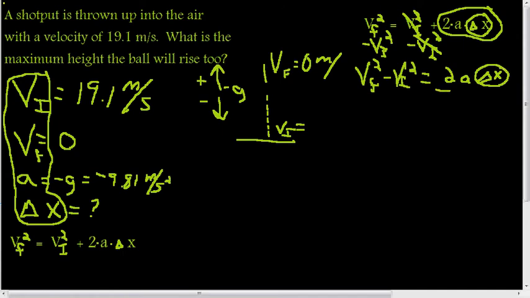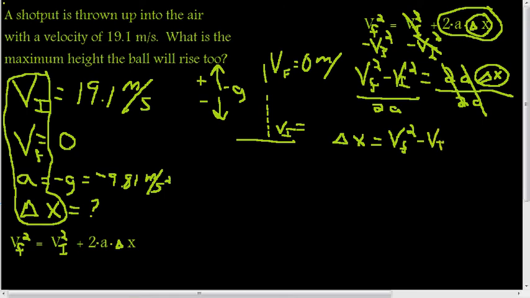Still want to get this delta x by itself. To get rid of the 2 and the a, since they're being multiplied, we divide them away. Whatever we do to one side, we have to do to the other. Alright, the 2's cancel, the a's cancel. What I'm left with is delta x equals Vf squared minus Vi squared over 2a.